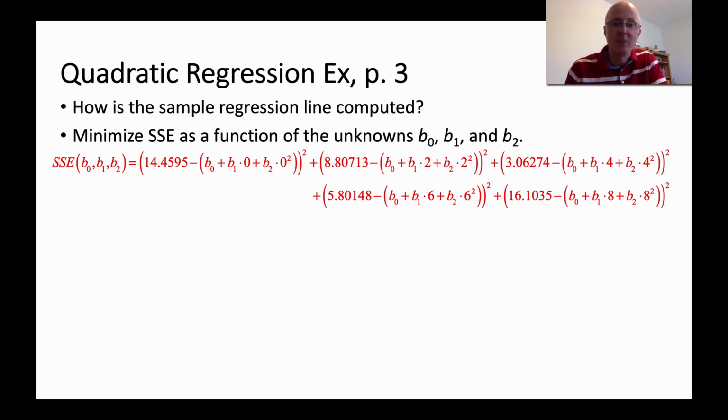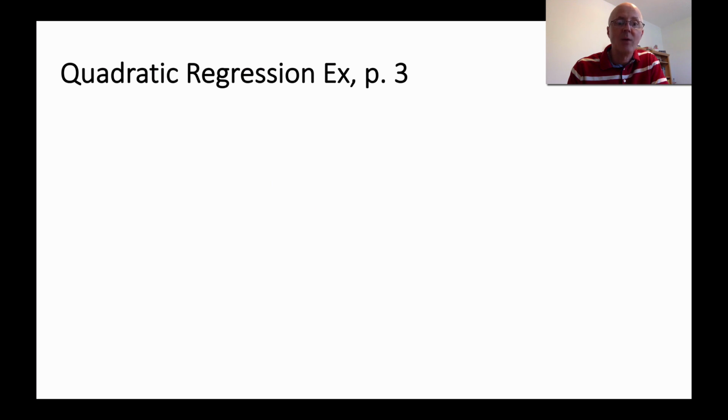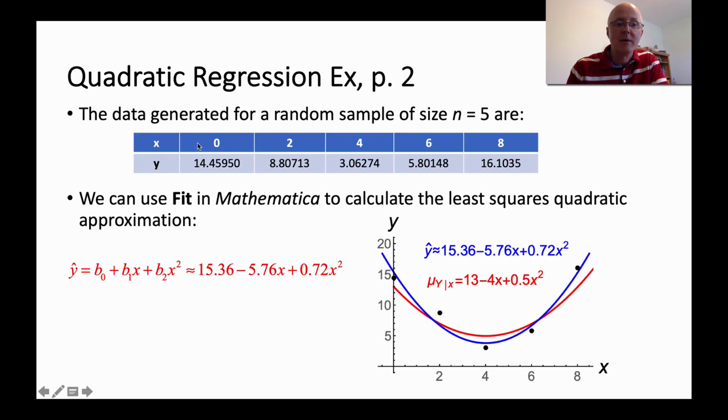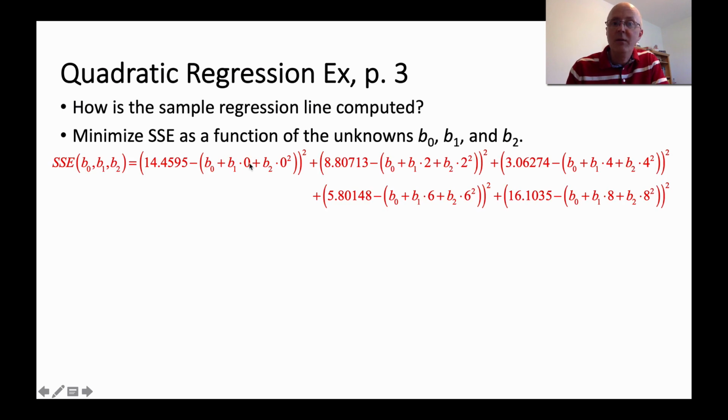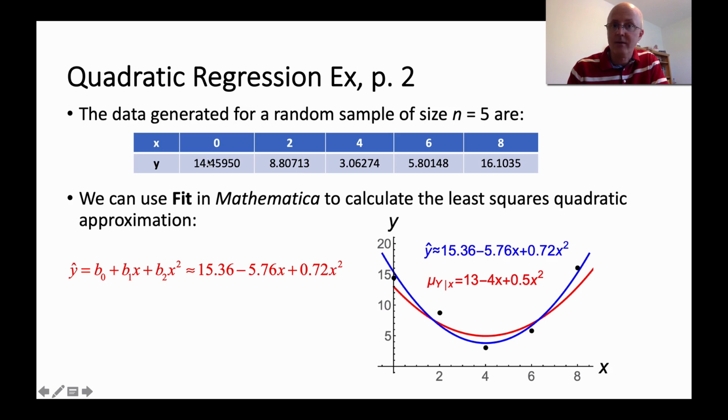SSE is a sum of squares of errors. You can see the sums, the plus signs, you can see the squares, and all the things inside the parentheses are errors. They are the y values, like the 14.4595 is a y value. It's the first y coordinate of this point here, minus what you get when you plug the corresponding x value into the unknown quadratic function, b0 plus b1 times 0 plus b2 times 0 squared. x is 0 for that value of y.